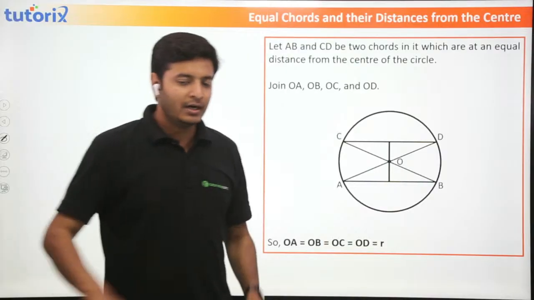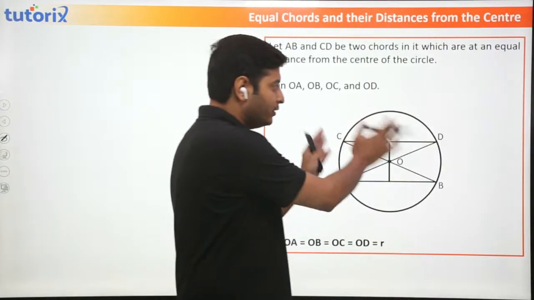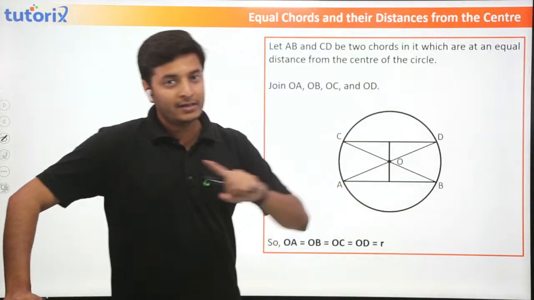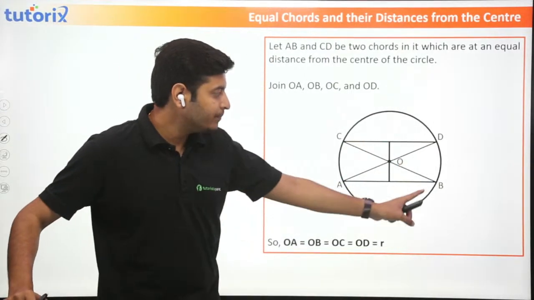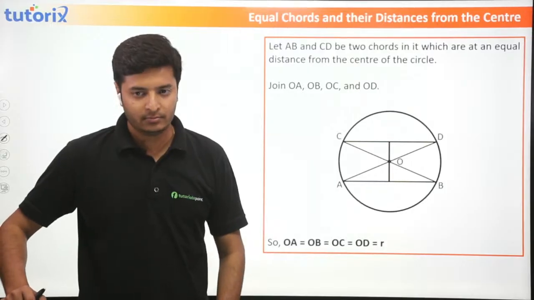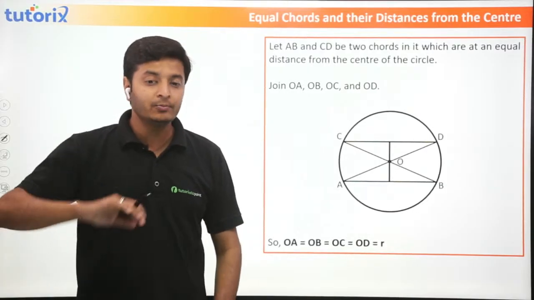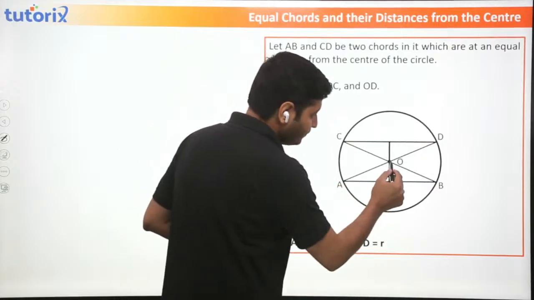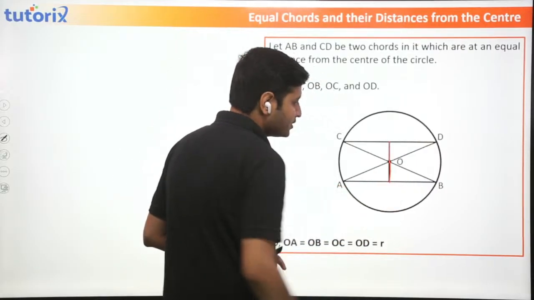Now, again, the same type of diagram you need to draw, where you are considering AB and CD, but this time we are not sure whether they are of equal length or not. We need to prove this. But one thing is given to us: this distance and this distance are equal.